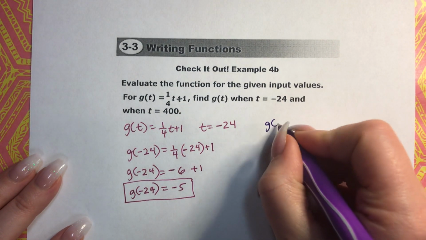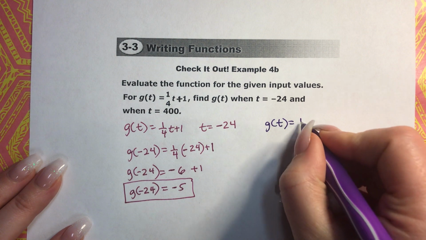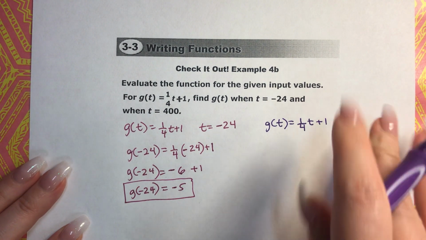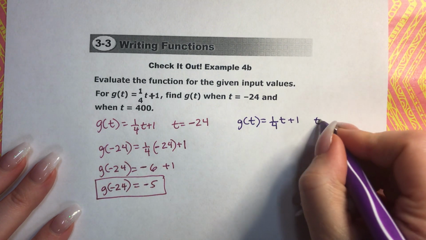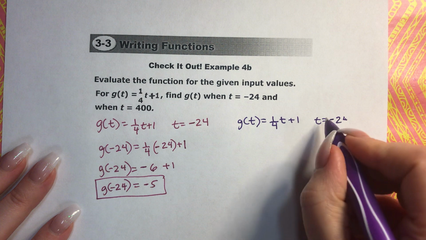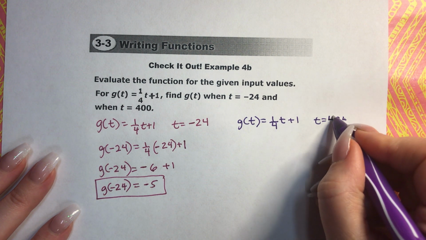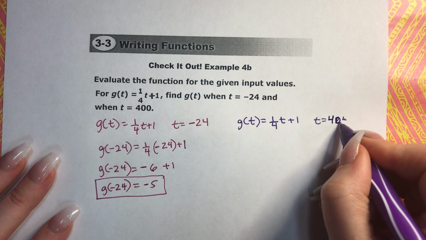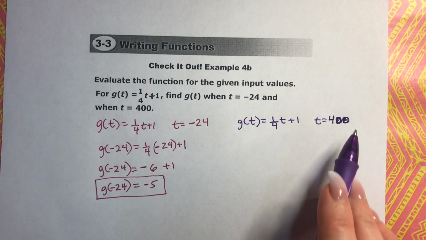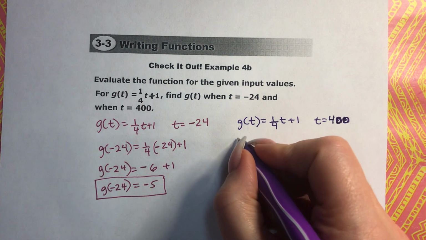So we're figuring out what g of t equals 1/4 t plus 1 when t is equal to negative 400. Ooh, how am I going to make this into a 400? Okay, that's pretty good, right? Okay, so that's negative 400. We're going to substitute that in for t.